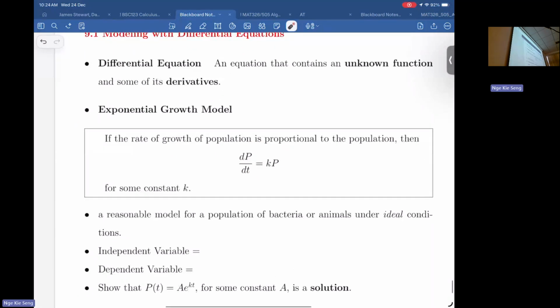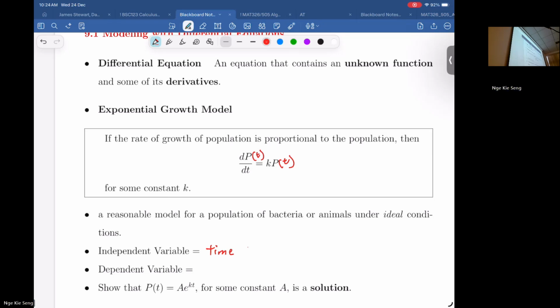In this case, what is the independent variable? Can you recognize it? Time, yes, you cannot control it. So time is independent. But what is dependent on time? Your population. Your population depends on time. So you tell me after 1 year, what is your population count? After 2 years, does it increase or decrease?